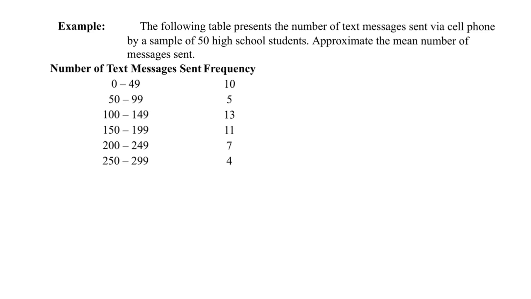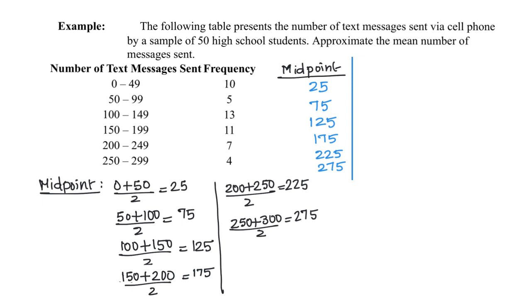The first step is to find the midpoint. The midpoint of the first class is to add the lower limits of these two classes and divide by 2. The midpoint of the second class is to add these two and divide by 2. Continue the procedure until we get the midpoint of all the classes. For the last class, you need to look for the lower limit of the next class also in order to get the midpoint. So, this will be 300. So, 250 plus 300 divided by 2. So, I found the midpoint of each class.